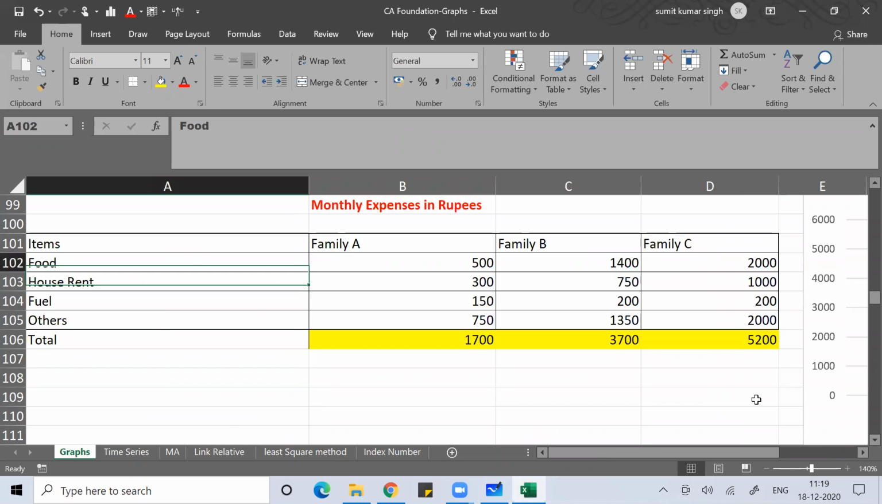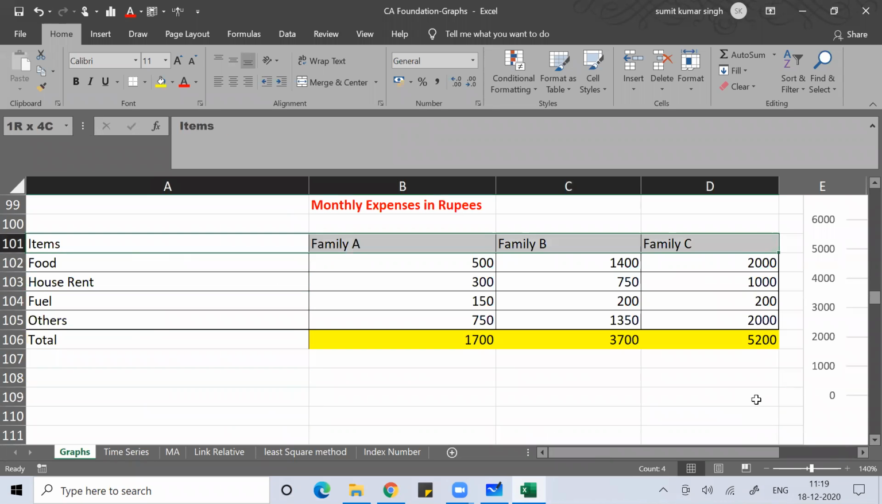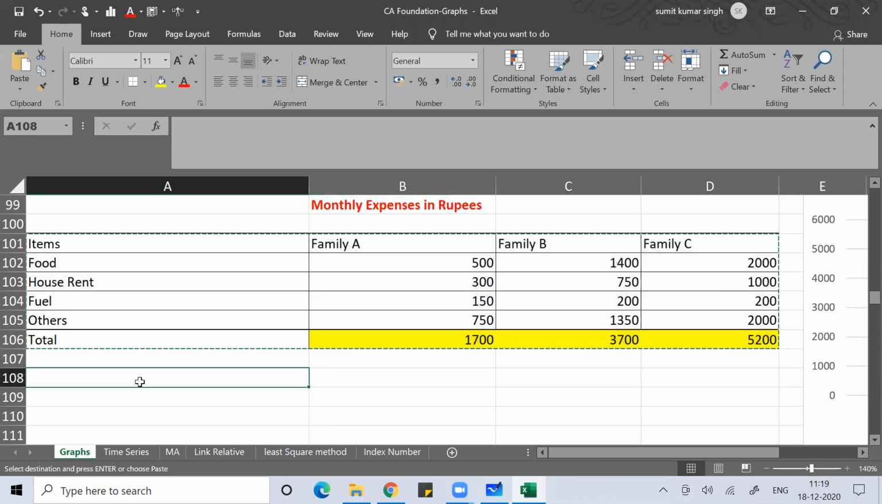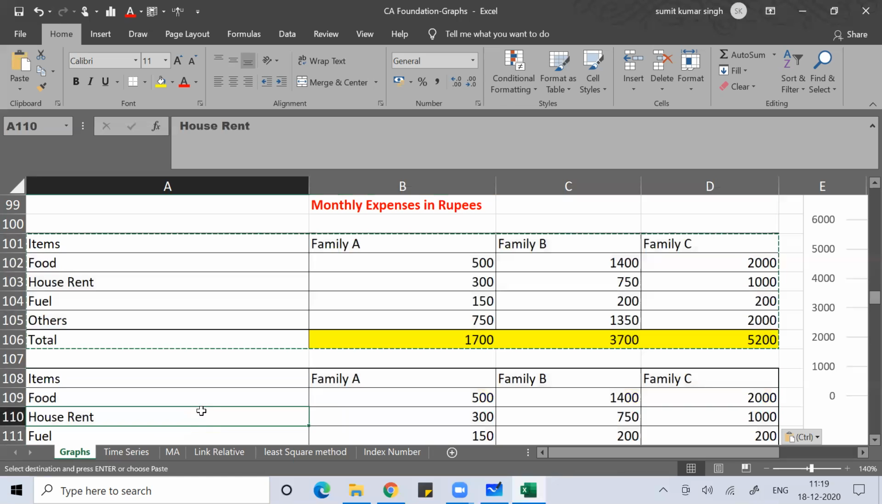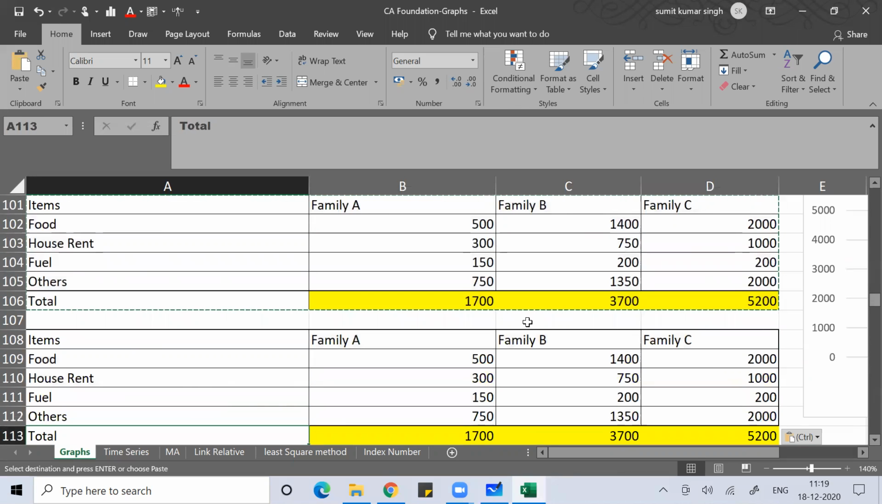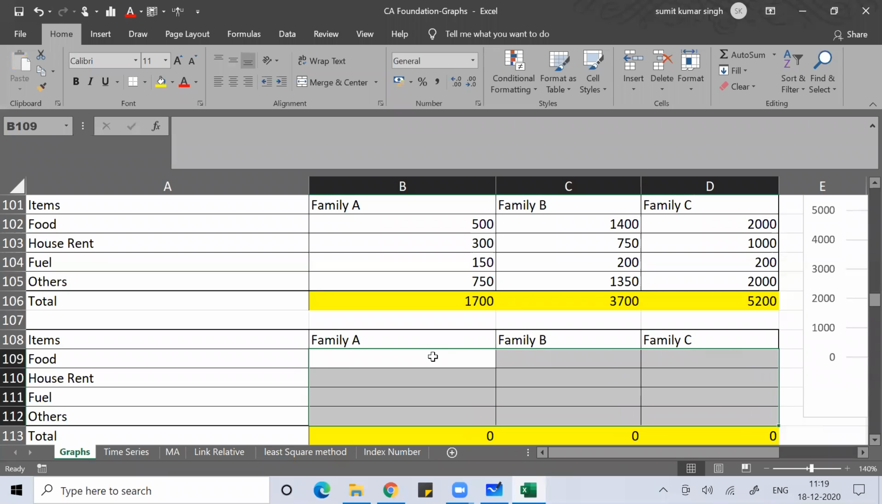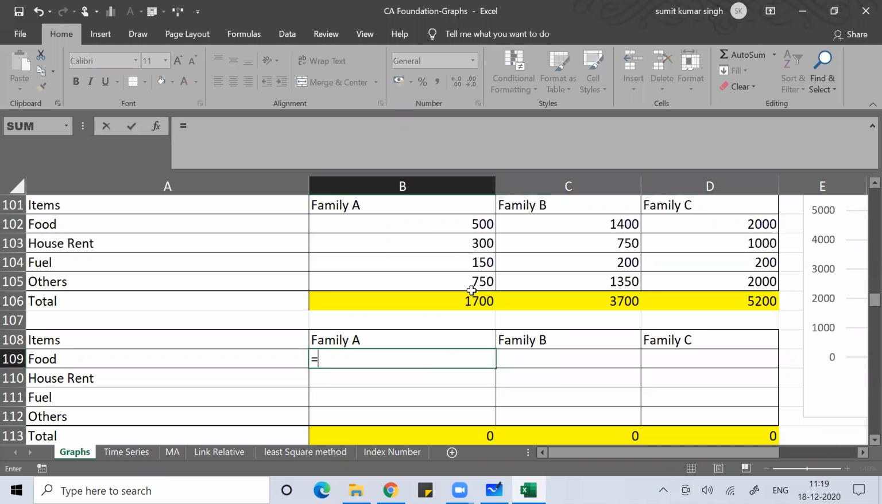Now the same data I can discuss in terms of percentage. In terms of percentage, this 500 is what percent of 1700? So this I can find, like this.